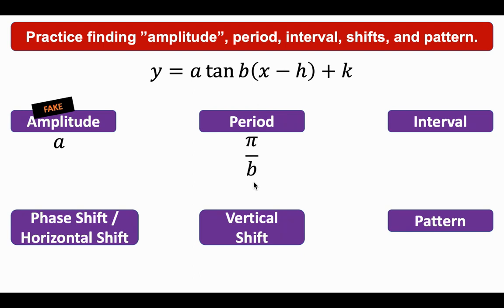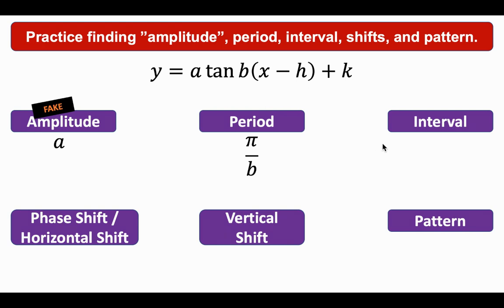Your period, it used to be 2 pi over b because it took about 2 pi for your parent graph to finish off with sine and cosine. Turns out tangent finishes in basically half the time. So it's just going to be pi over b. So it's a slight difference. Make sure that you take note of that. Don't treat this like sine and cosine. It's a little different. It's not 2 pi. It's just pi over b.